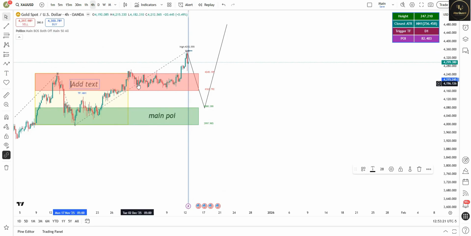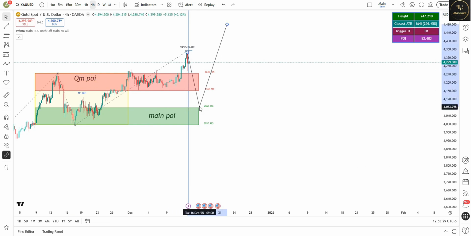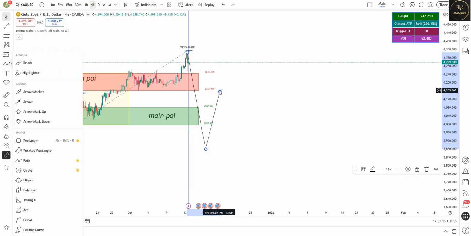Now, the opposite point, which is marked in red, we call the QM POI, or Quasimodo POI. This one becomes relevant when the market hits your stop at this zone. In that case, you should take a sell from this area.